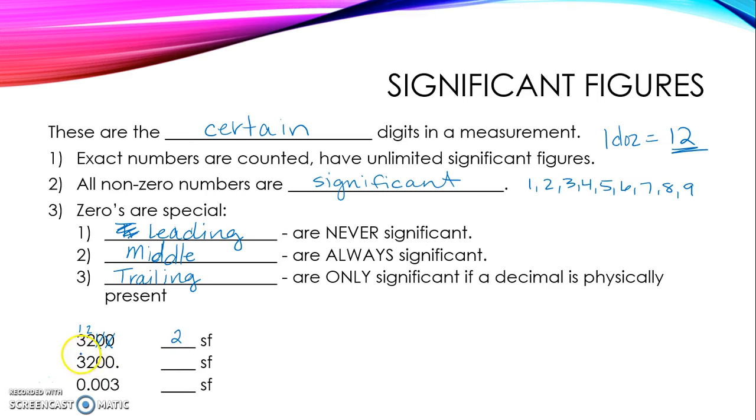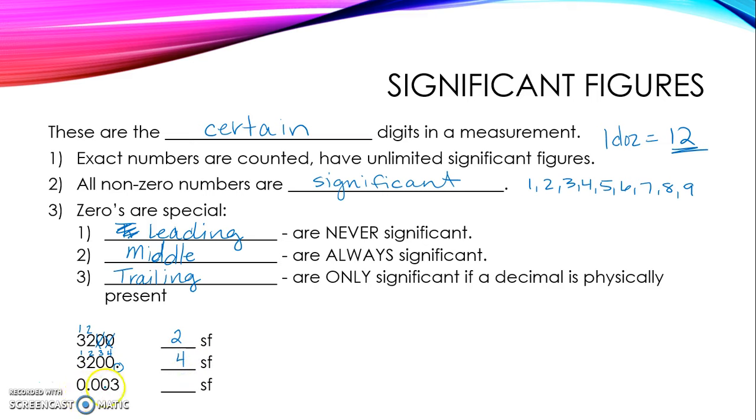All right, on this one, we have a 3, it counts, the 2 counts, 2 trailing zeros, so we say it's only significant if a decimal is physically present. Is that decimal physically present? Yes, so all of the zeros at the end will count, and there are 4 significant figures in that number.